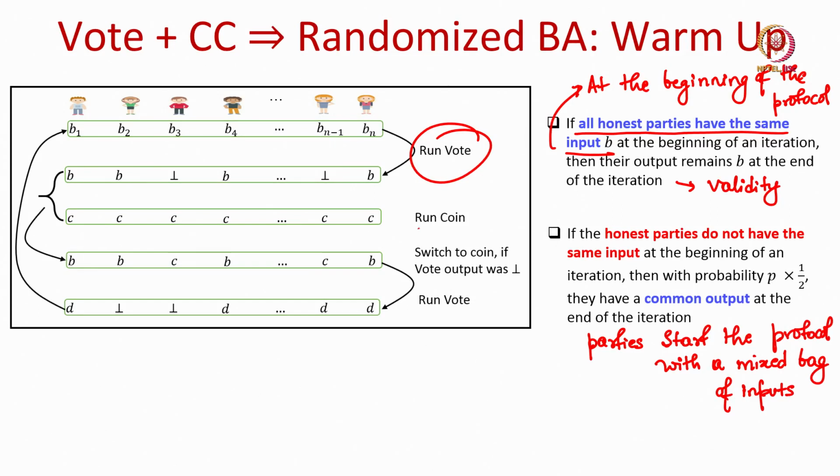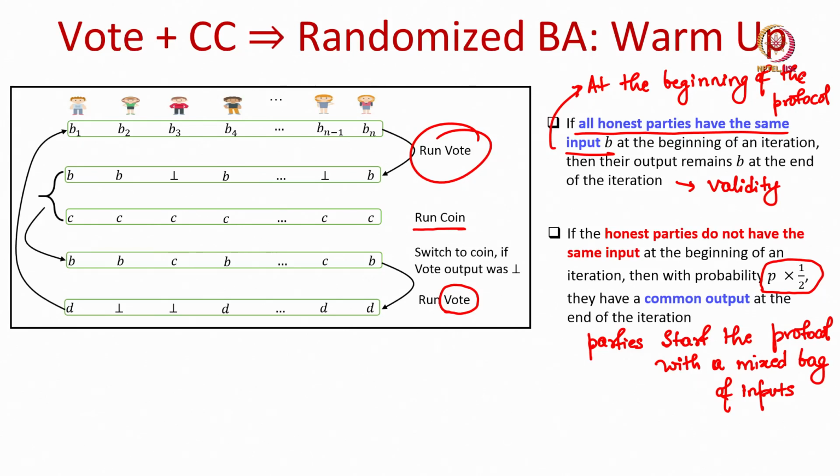So, the idea is then you run a coin after a vote to ensure that the second time when you run the vote protocol, all the honest parties are on the same page, and the probability that all the honest parties are on the same page before the beginning of the second instance of vote will be p over 2, and then with probability p over 2 the second instance of vote will help them to reach agreement.